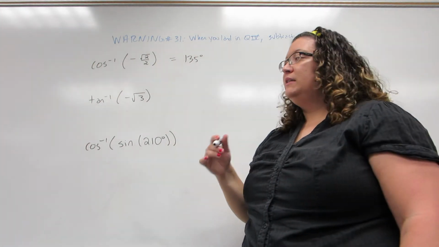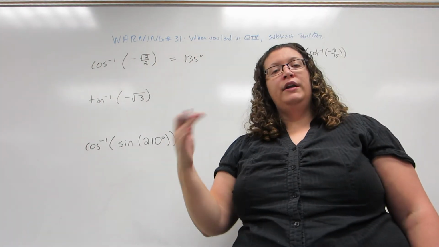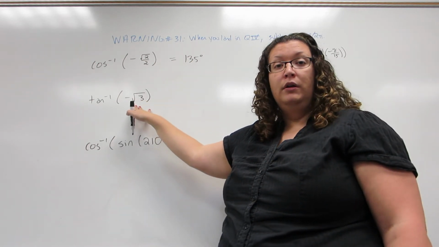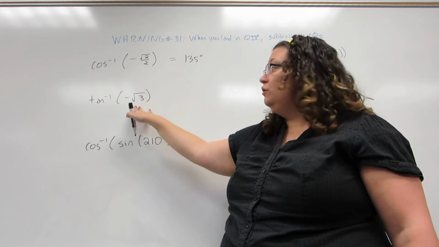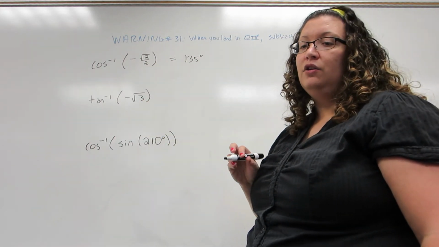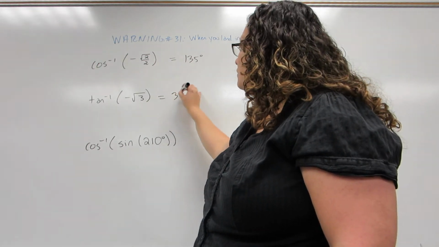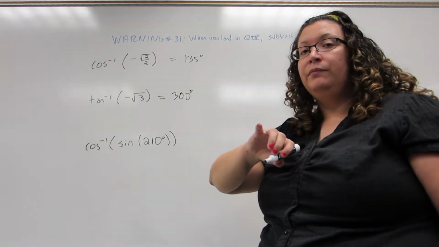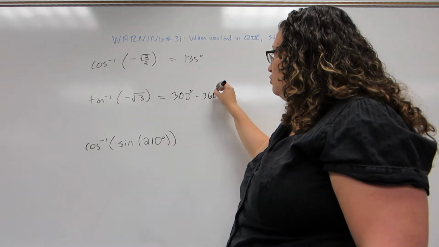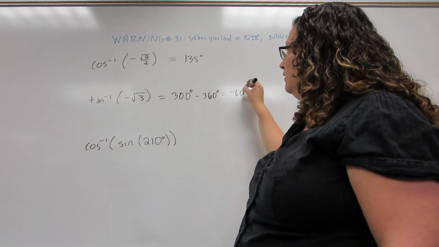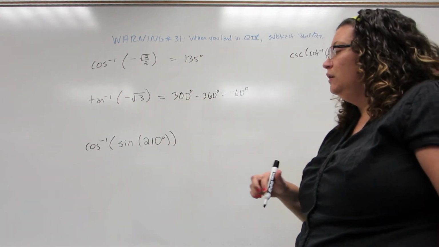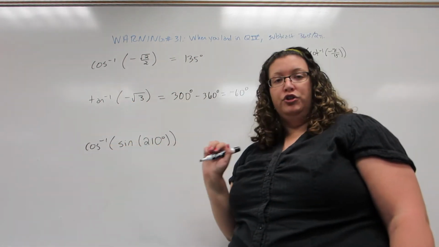Another one. Tangent inverse lands in quadrants 1 and 4. Because it's a negative number, I'm in quadrant 4. So I say, what unit circle value has a tangent of negative square root of 3 in quadrant 4? And the answer is 300 degrees. Now, because I landed in quadrant 4, I'm going to immediately subtract 360, and the actual answer to the problem is negative 60 degrees.